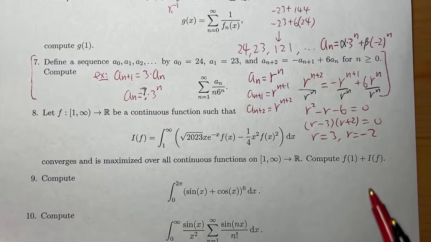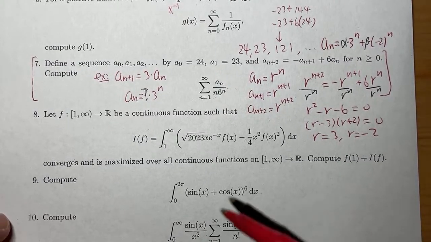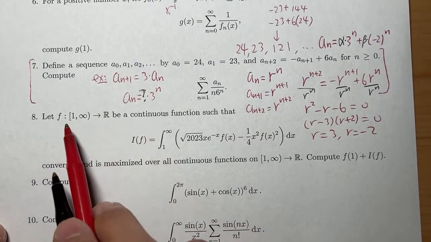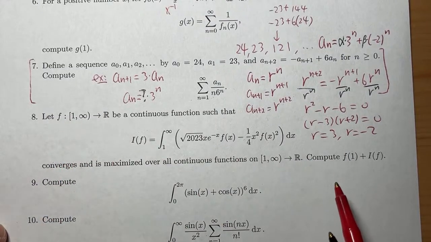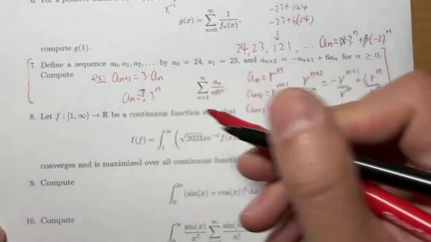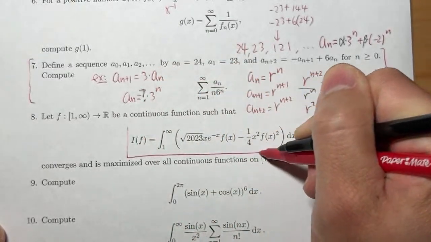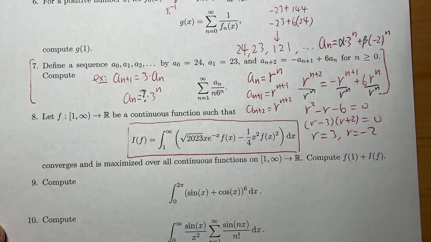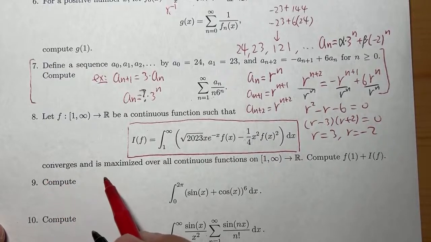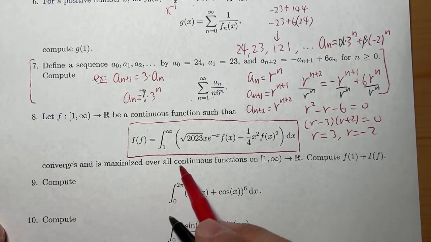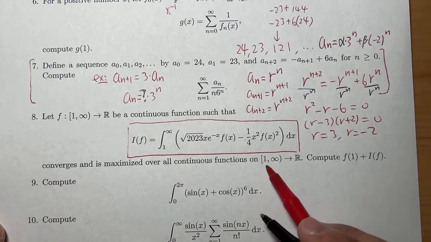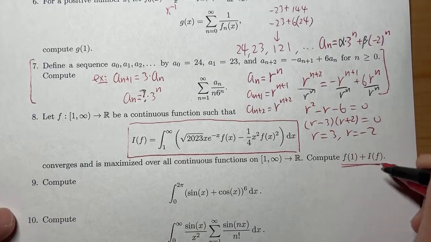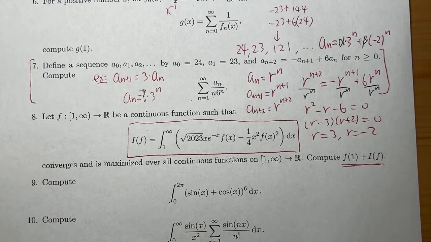Okay, let's take a look at number 8. So here we have f, a continuous function, yeah? That's the domain, 1 to infinity. And we have this thing. We're defining I of f. So it's kind of like we use f as the input for this function. We know that this right here converges and is maximized over all continuous functions from 1 comma infinity to R. We are going to compute f of 1 plus I of f.